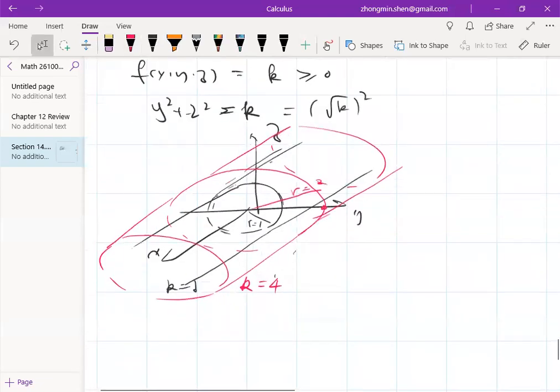You can say this is a family of cylinders, going like that. It's just called the level surface. So in the space, you have a bunch of cylinders, and on each cylinder, the function takes the same value of k.